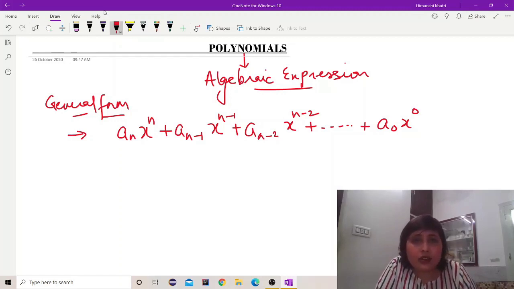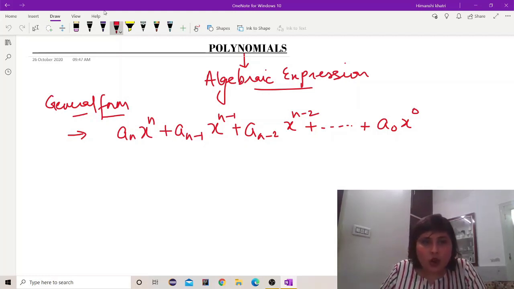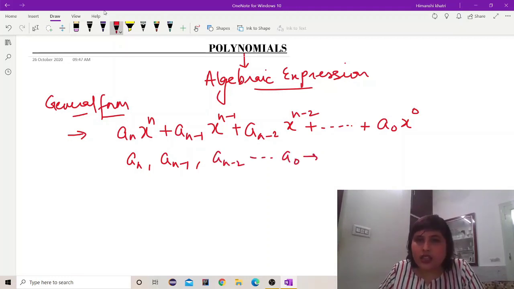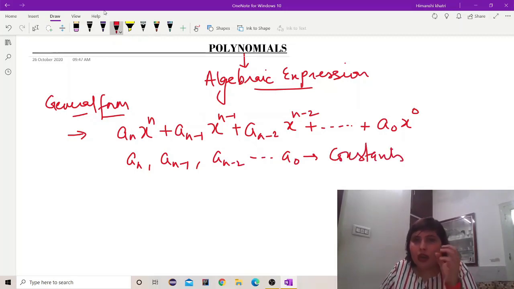So what is an expression? An algebraic expression is a mathematical expression which contains some constants, some variables, and some mathematical operations. So here all these a terms, that is a_(n-1), a_(n-2), and so on till a_0, what are these? These are constants. I'll tell you in a minute what are constants and what are variables. First of all, just to see the symbolic meaning of all these.